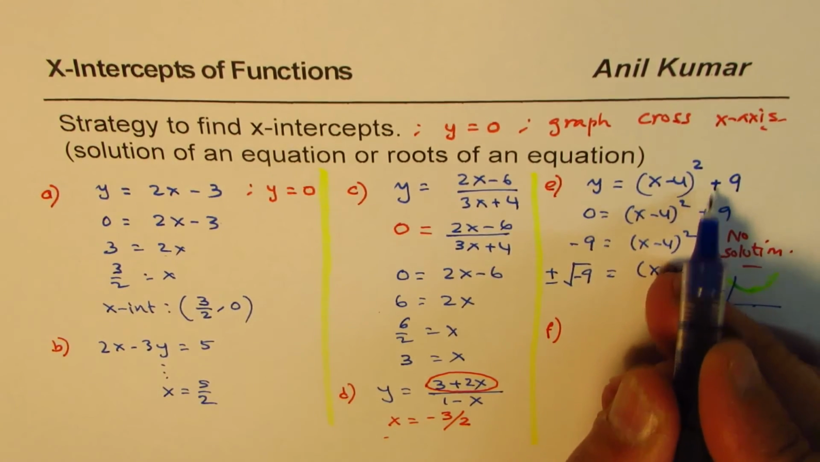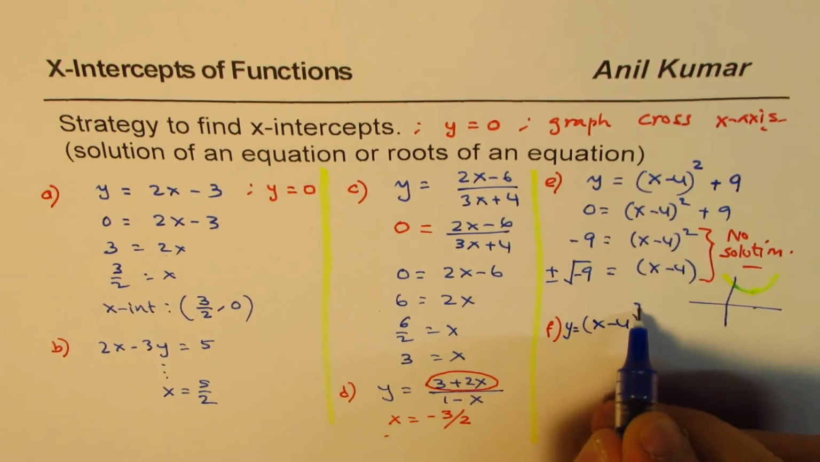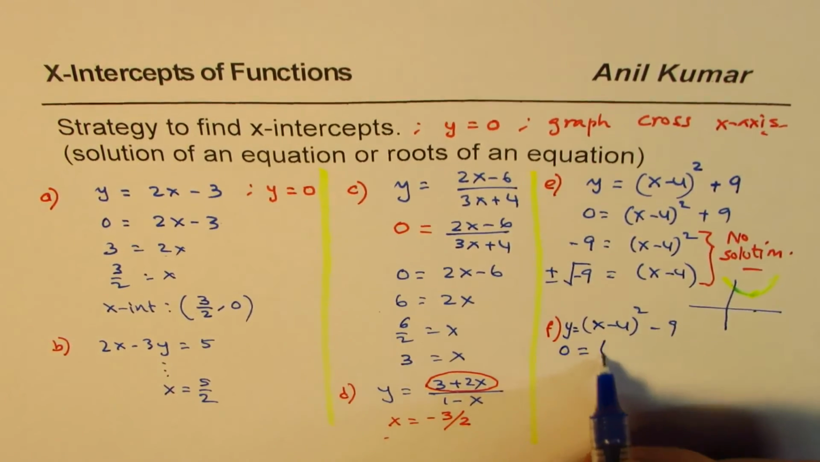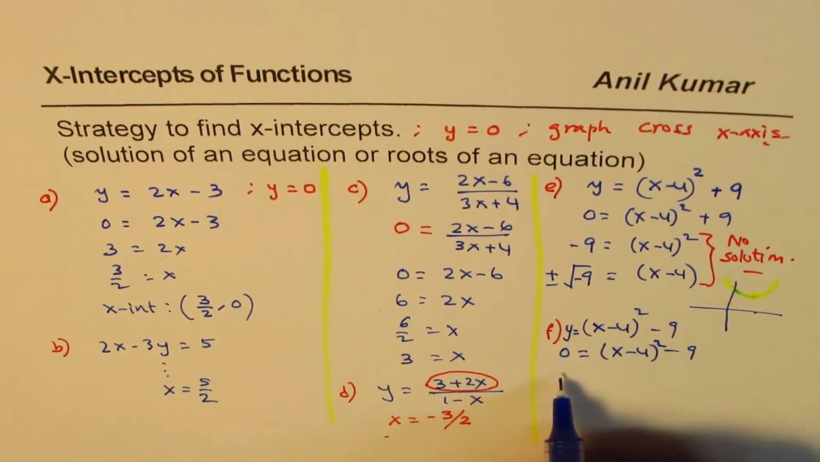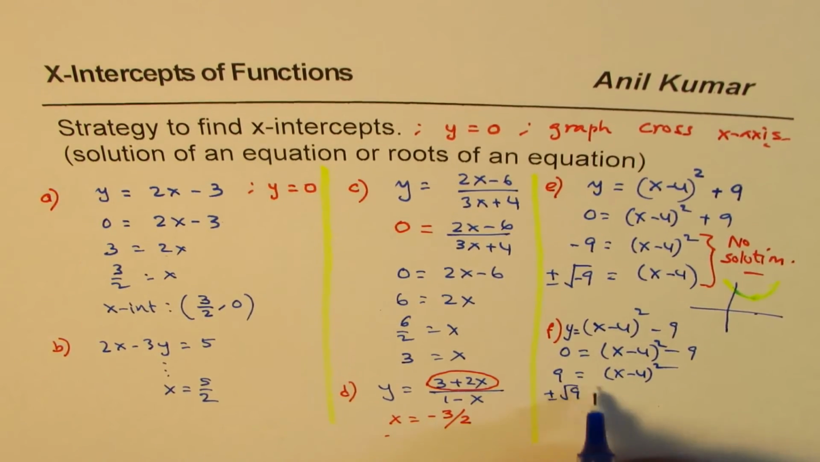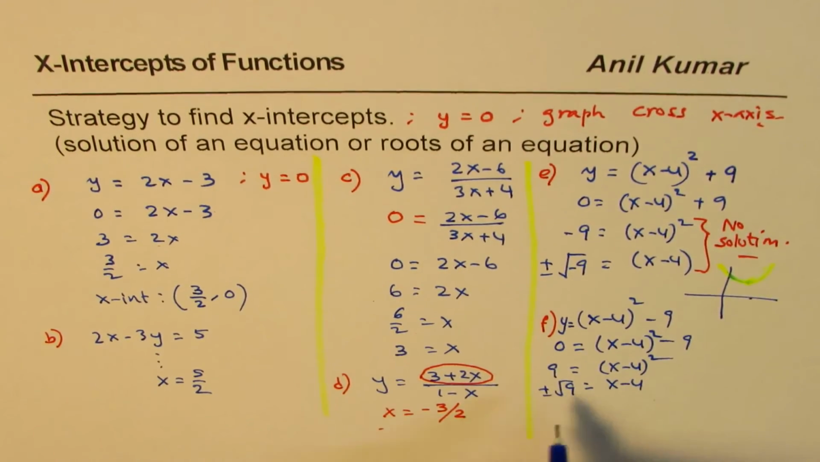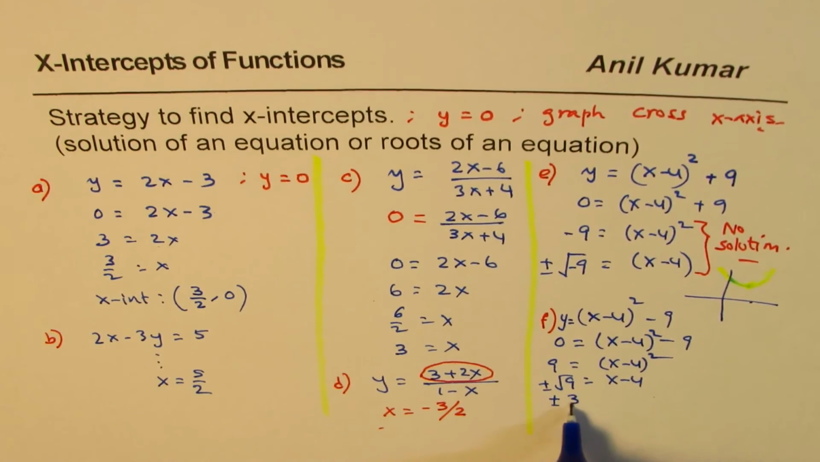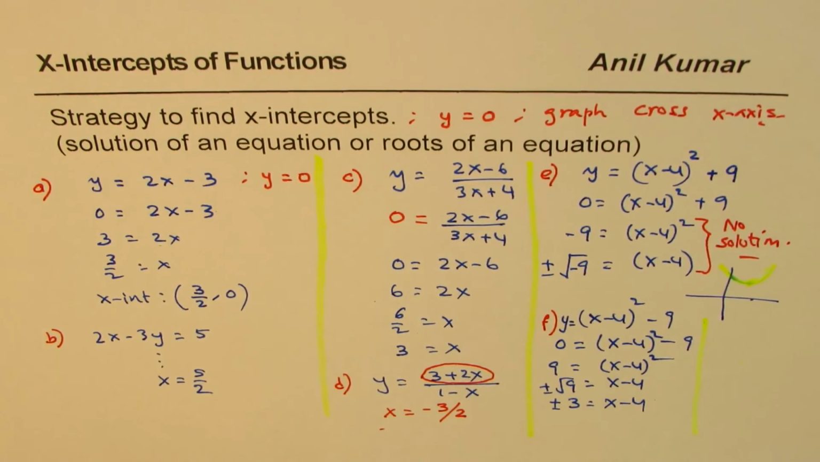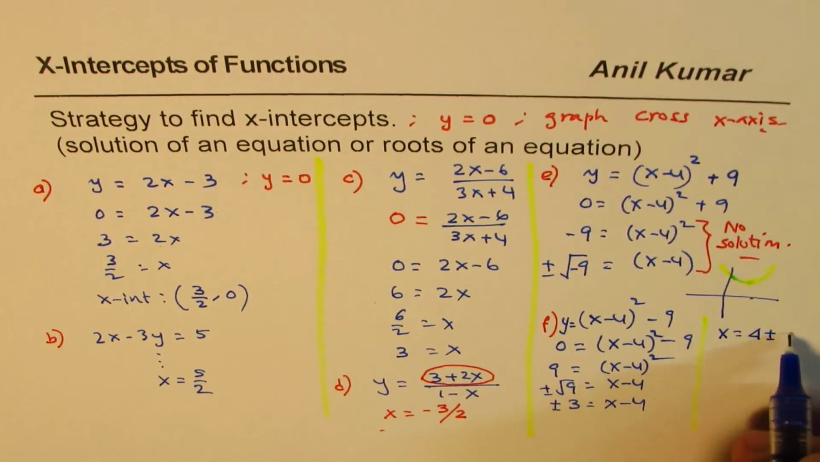Let me write down this equation with negative 9 this time. So we get y equals (x minus 4) whole square minus 9. If I set it to 0, bringing the 9 here gives me positive 9. (x minus 4) whole square equals 9. Taking the square root, plus or minus square root of 9 is plus or minus 3. That is x minus 4. So we get two solutions in this case. The solutions would be x equals, bringing 4 to this side, 4 plus or minus 3.